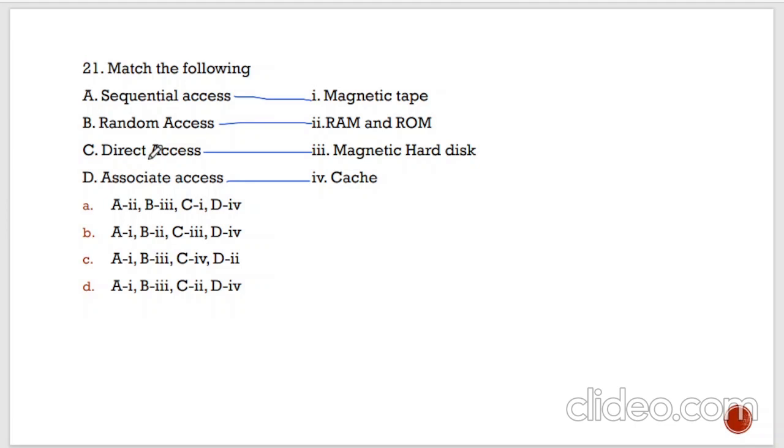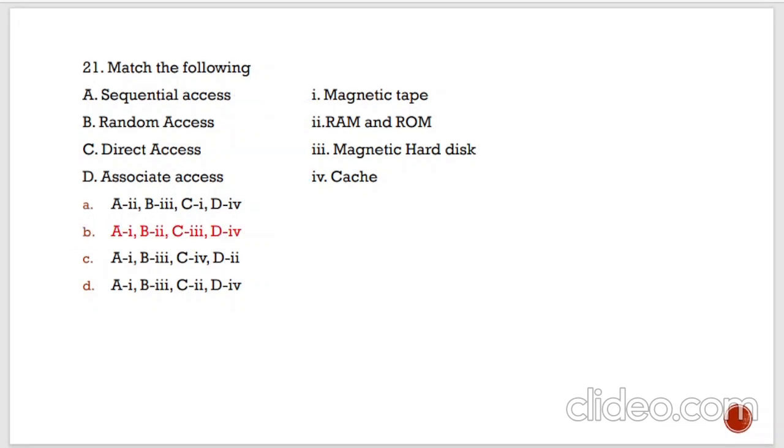Associate access: whenever the CPU needs some information, it will directly try to access the frequently used information from the cache. So that is why the cache has associate access. So which option is correct? The option B is correct with the following match.